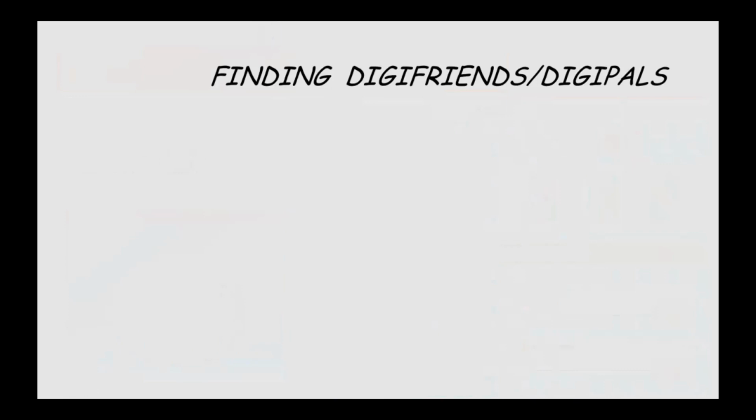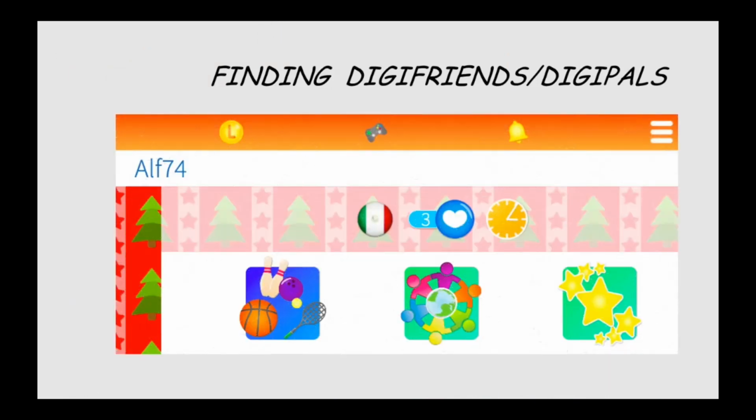How do you find DigiFriends or Digipulse? You click here in this circle, as I showed you before in the account, and there you can find who is close to your interest. Esa es otra forma que trabaja la inteligencia artificial. Si es un chico que le gustan los deportes o la comida o algo, o colores, la inteligencia artificial va a hacer un match y le va a sugerir amigos.